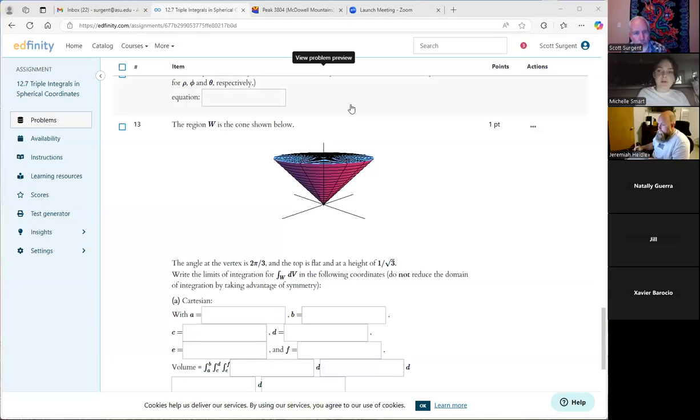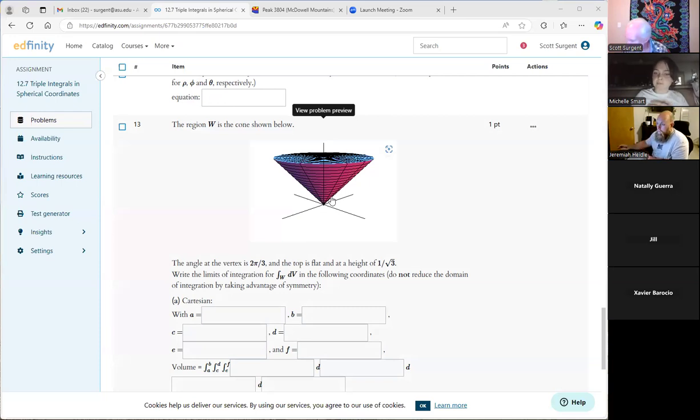So you can see the region W, it's a cone. Let's see what we got going on here. We said the angle at the vertex is 2 pi thirds. So that's going all the way across, from one end to the other. So half of that would be just pi thirds. And then the height is 1 over rad 3.